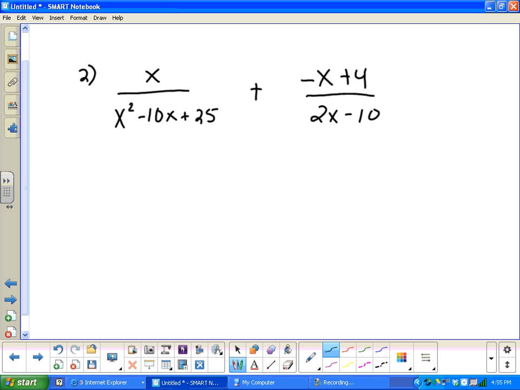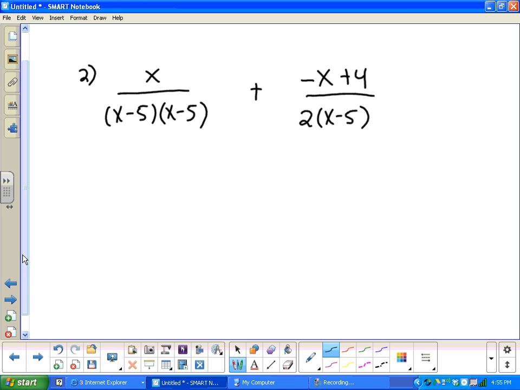So that's just going to factor to x minus 5 times x minus 5. Okay, so I'm just going to write that instead. And now on my second one there, we can factor out a 2, and so that would be 2 times x minus 5. And so let's just put that there instead.